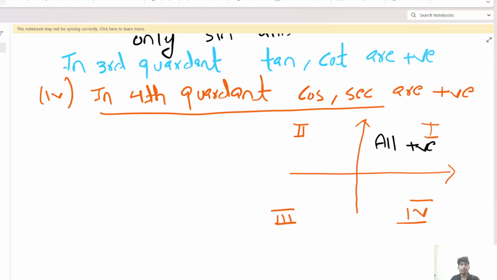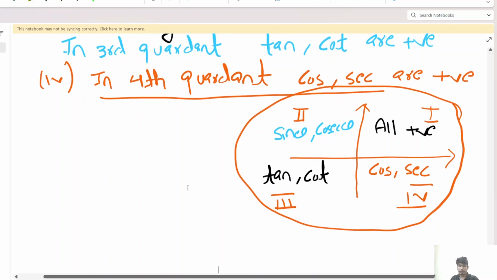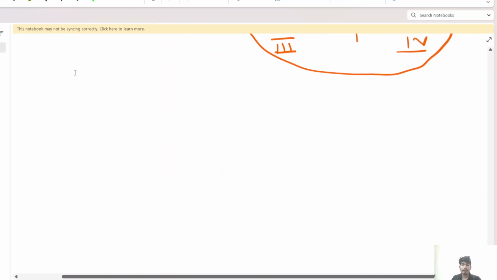In the second quadrant, only the sine function and cosecant function are positive. In the third quadrant, tan theta and cotangent theta are positive. In the fourth quadrant, cos theta and sec theta are positive. So this is our graph. You can easily remember this. Then we move towards our questions.